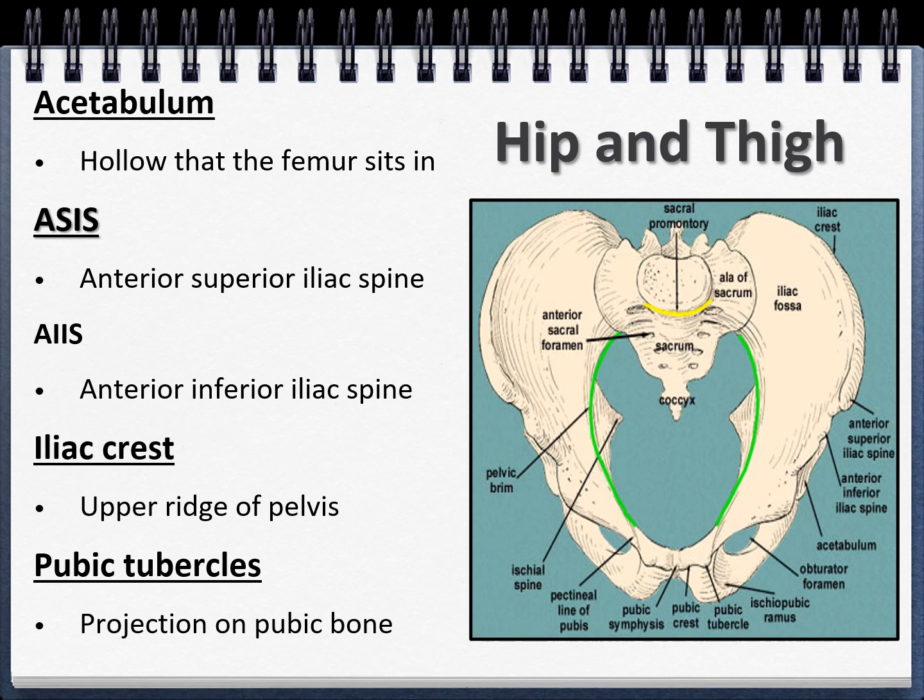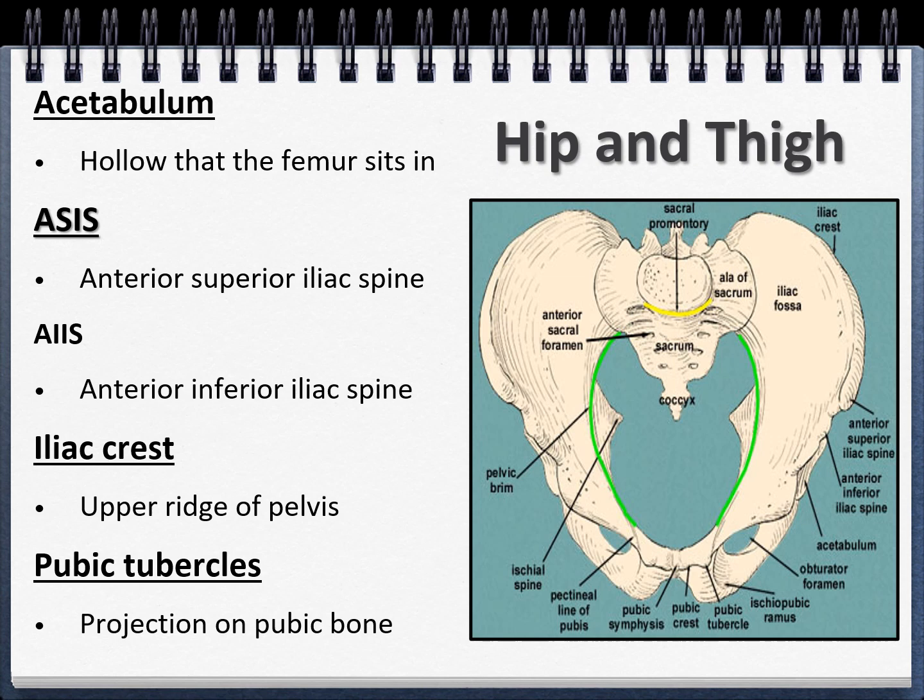Repeat after me, acetabulum. This is the name of the cavity where the hip bone, the ball and socket joint, fits into the hips. It's the hollow that the femur sits in.